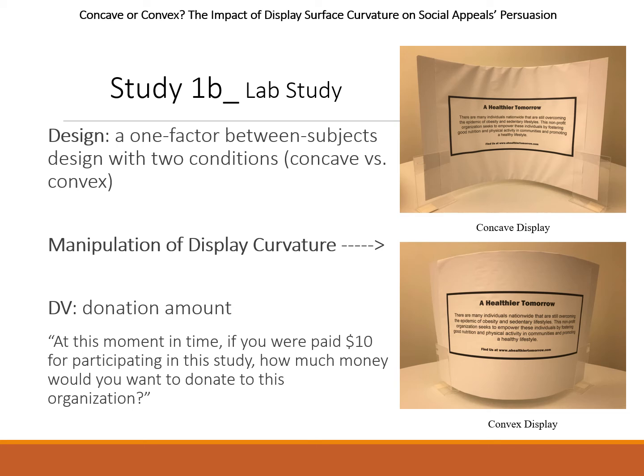Specifically, they were instructed to read the information on the appeal board first. The charitable organization is named A Healthier Tomorrow. And then they complete the questionnaire. In this study, the dependent variable is donation amount. We asked, if you were paid $10 for participating in this study, how much money would you want to donate to this organization?